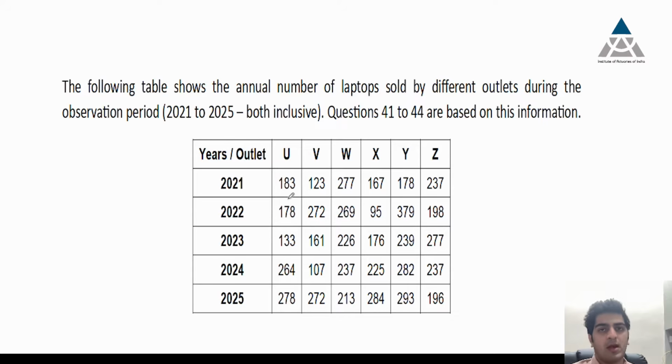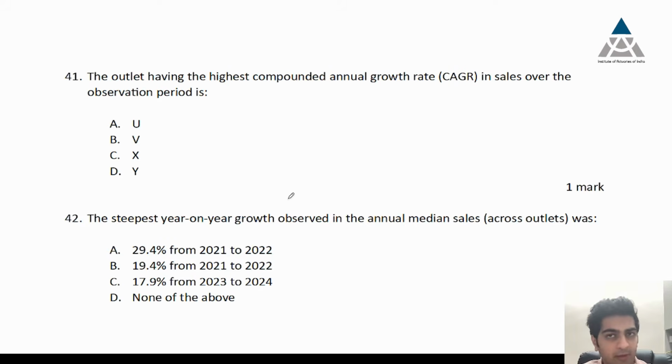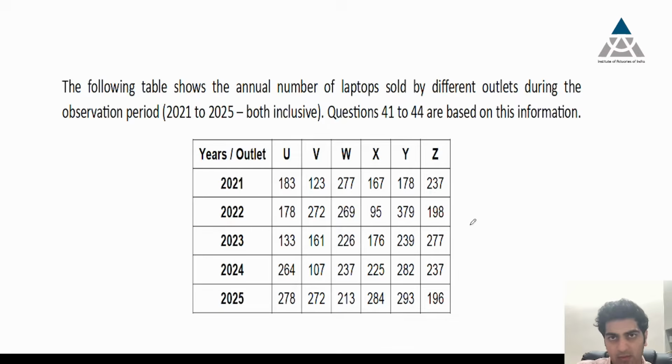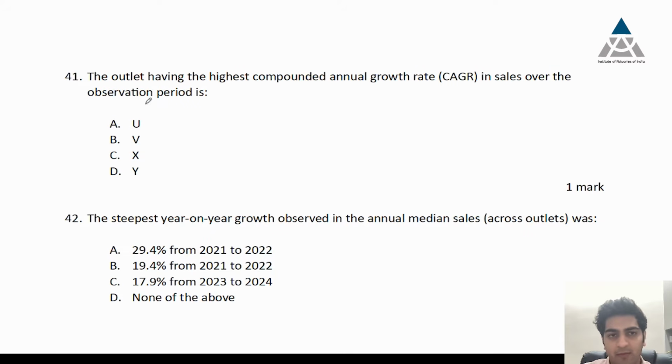So you can go ahead and do that to calculate the annualized growth rate for all 6 outlets. But before that, let's read the question again and see if we can simplify this for us. The outlet having the highest compounded growth rate in sales during the observation period. They have given us 4 options, U, V, X and Y. So my suggestion is, for 1 mark, instead of calculating 6 different annual growth rates using the formula, let's do a reverse type of calculation and try to get, out of these 4, which would be the highest. That's what we want to do, right?